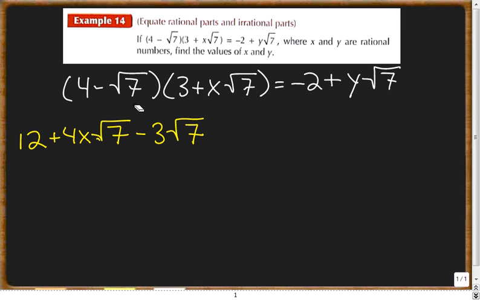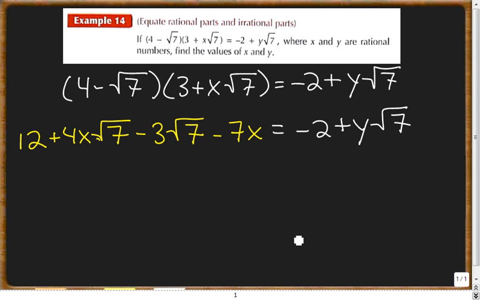So we can just reorder that and just move the 3 up. The negative is like a negative 1. It can transfer like that. And then our last term is going to be negative square root of 7 times x times the square root of 7, which is going to make negative 7x. And of course, that equals the negative 2 plus the y times the square root of 7.